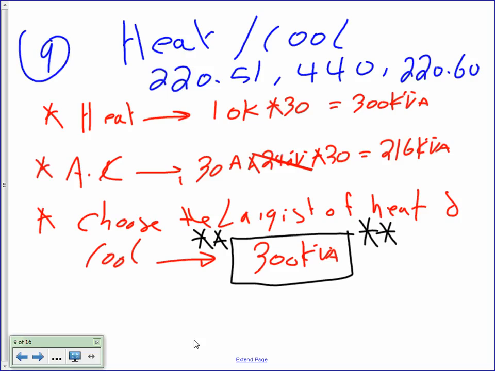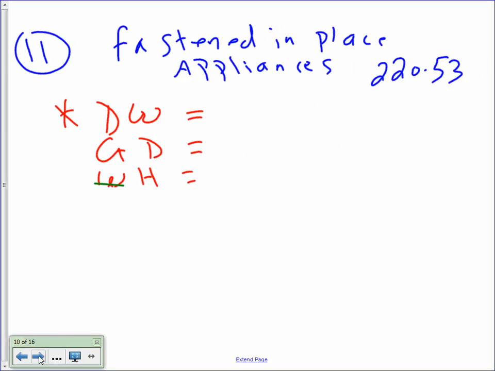Okay, can I get a thumbs up to move on, Chad? All right, so let's move to step number 11. Everybody knows why I jumped over 10. Based on our sheets, it really doesn't add value. Okay, fastened-in-place appliances, Article 220.53.